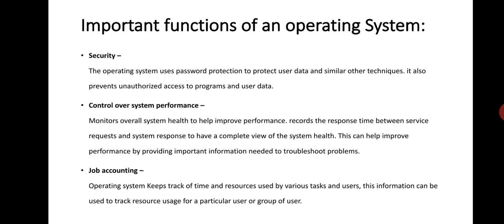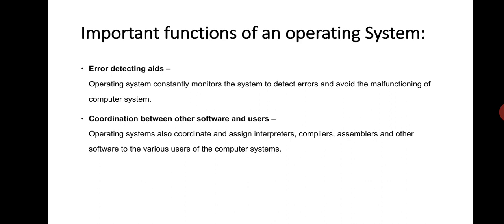Job accounting function: the operating system keeps track of time and resources used by various tasks and users. This information can be used to track resource usage for a particular user or a group of users. Which resource is used by which user and how many times. Okay, so that is job accounting.